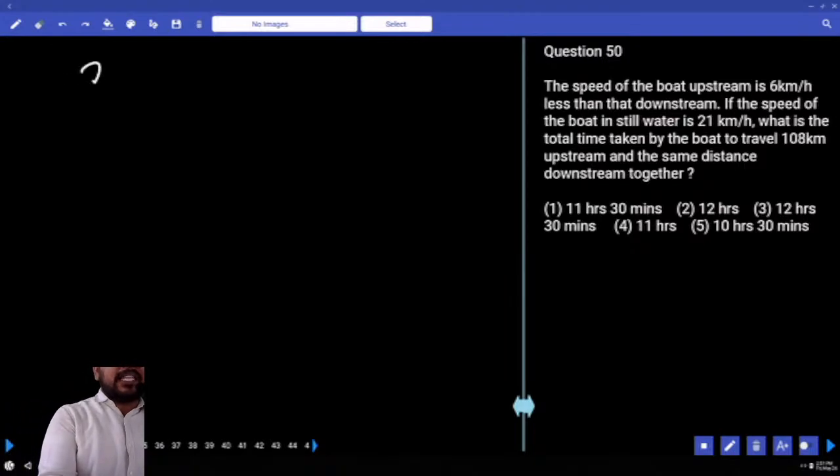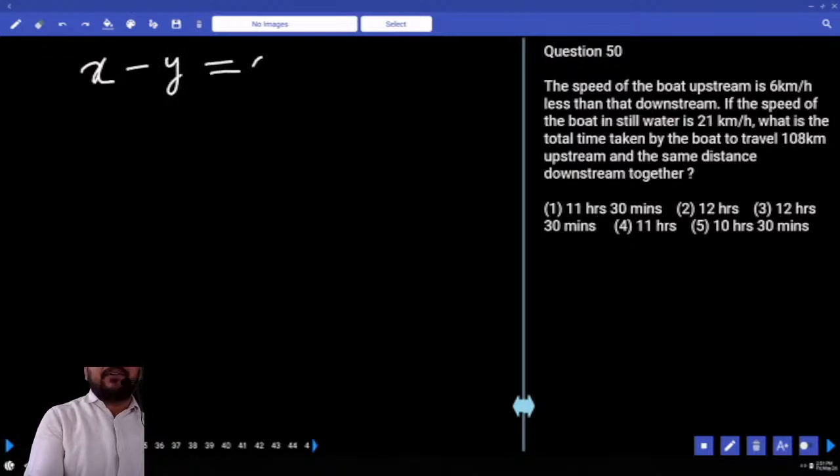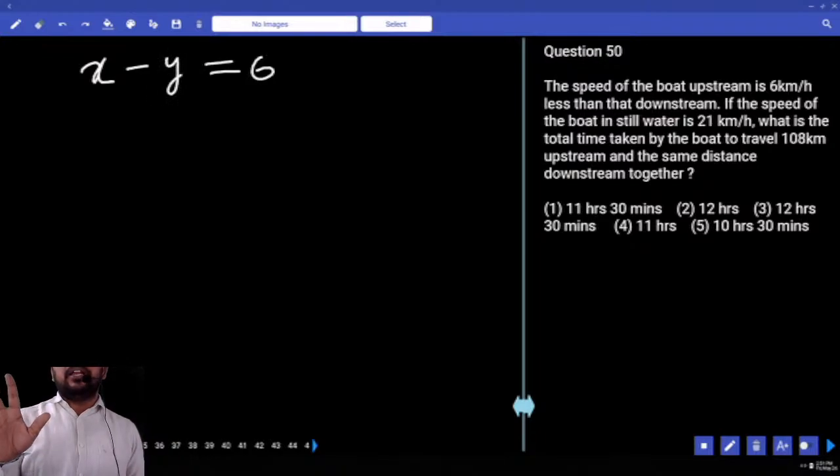Downstream speed is x, upstream speed is y. That difference they have given is 6. I told you very clearly, downstream speed is more than upstream speed. Are you clear? That difference is 6.